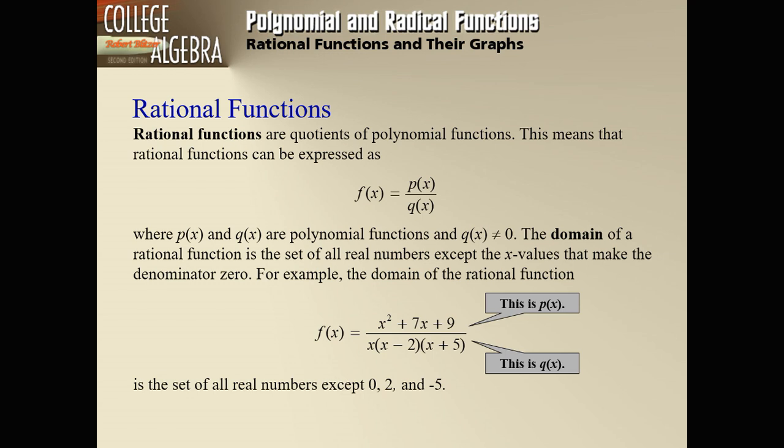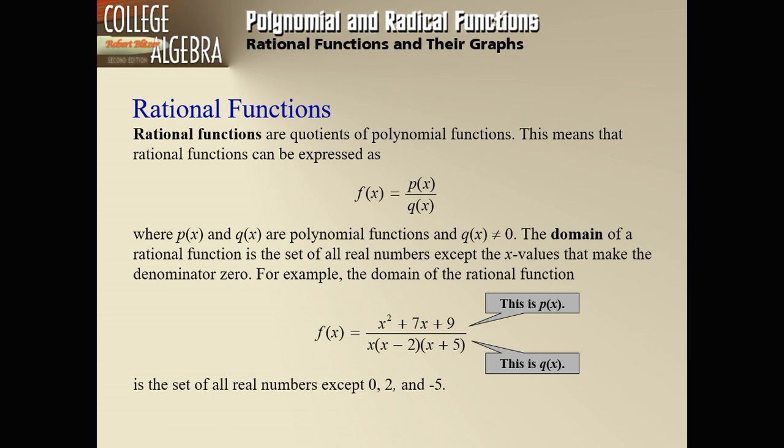So, aside from it being a polynomial function, the p of x, of course, is the numerator, and the q of x is the denominator. And q of x should not be equal to 0. So, the domain of a rational function is the set of all real numbers except the x values that make the denominator equal to 0.